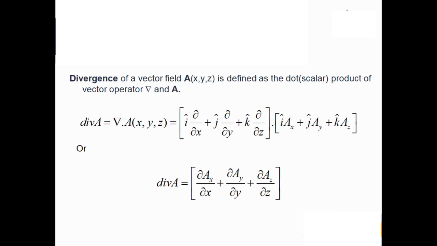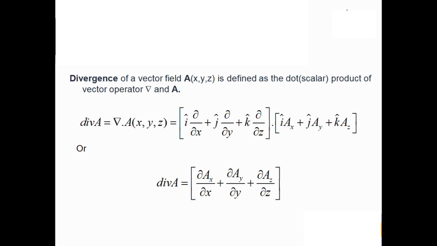Then I told you your del operator can work on a vector or a scalar in definite ways, and one way we just saw is how it works as the gradient. Now if you take the dot product of a vector field with del, what you get is a scalar, and that quantity is called the divergence of that vector. So divergence of A is defined as the dot or scalar product of the vector operator del and the vector A.